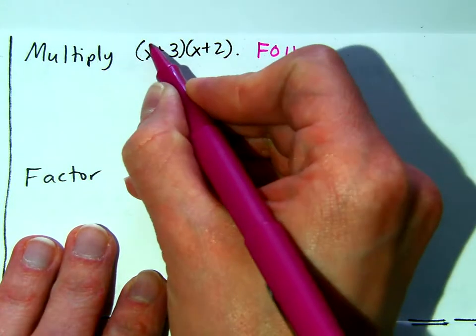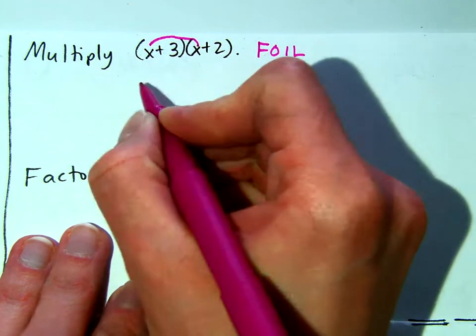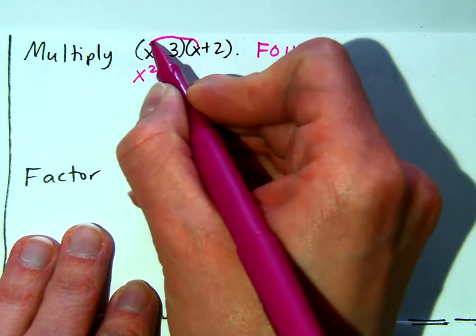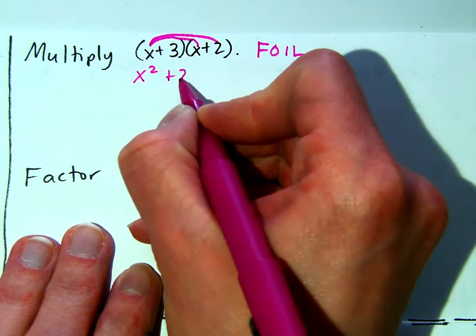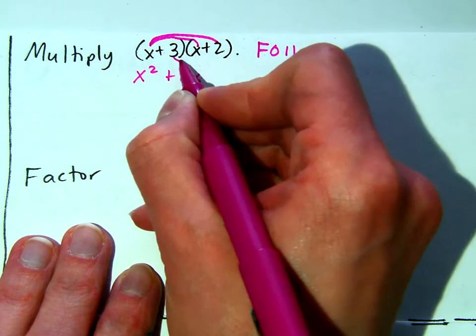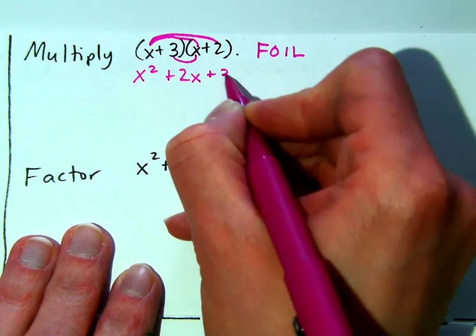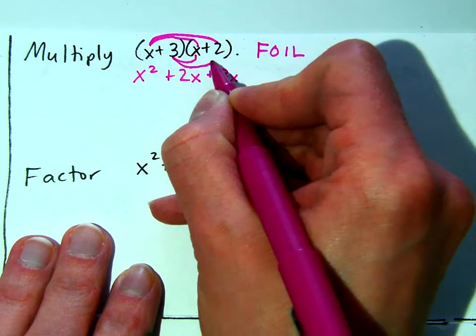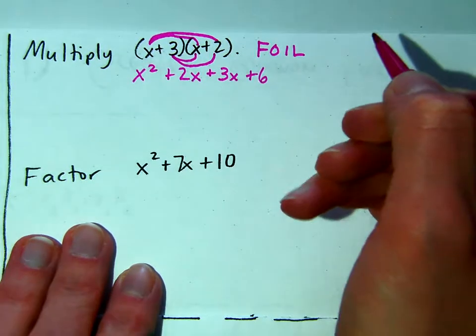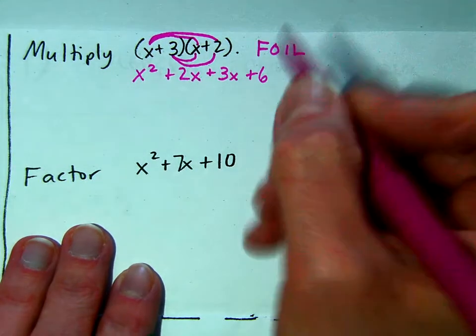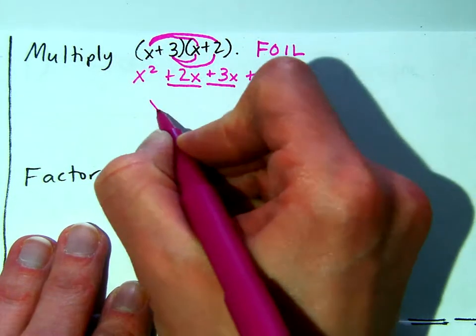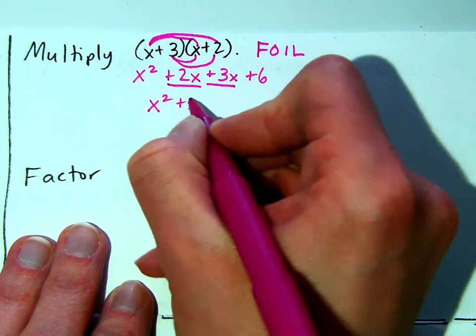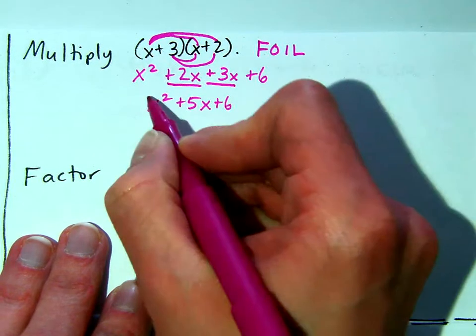So you're going to take x times x, which is x squared, and then you also take the x times 2, which is plus 2x, and then the 3 times the x, which is plus 3x, and the 3 times 2, which is plus 6. And then the last thing is combining like terms. So the 2x and the 3x get combined, and you'll have x squared plus 5x plus 6.